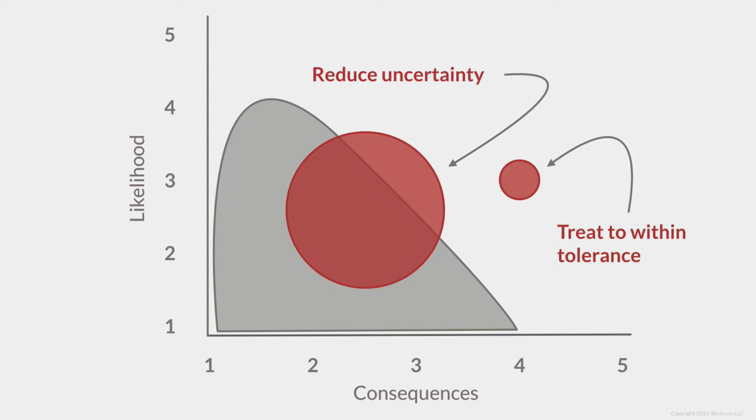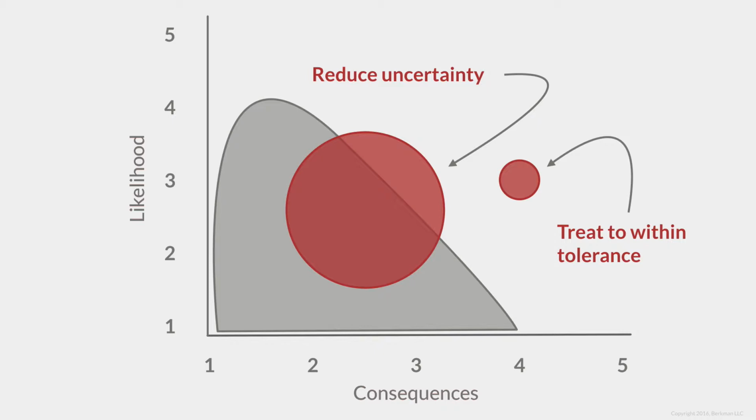In this image, for example, we have our likelihood and consequences matrix. So you'll see that we have likelihood along the y-axis and consequences along the x-axis. And the gray blob roughly indicates our risk tolerance. Again, precision is not as important as having some defined area of things that we will tolerate and those that we will not.